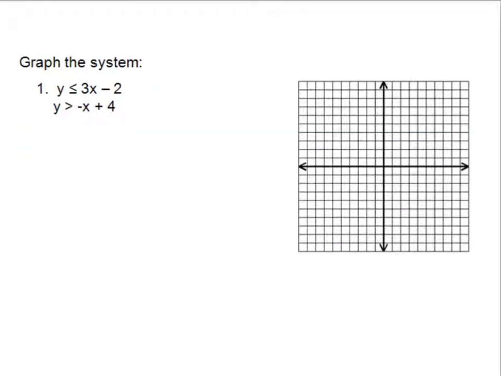We've got y is less than or equal to 3x minus 2, and y is greater than negative x plus 4. So we're going to graph both of those inequalities. Keep in mind we're using solid or dotted lines based on the inequalities. So the first one, y is less than or equal to 3x minus 2. My y-intercept is negative 2, and my slope is 3, so up 3 over 2. Plot another point. Go down 3, up 2, plot another point.